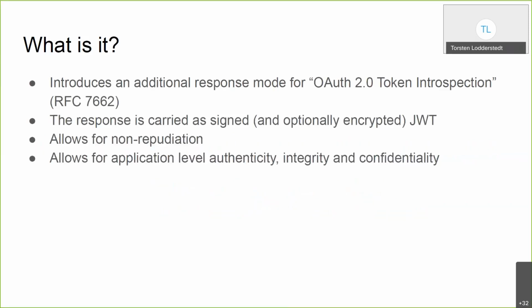So first of all, what is this all about? The draft introduces an additional response mode for OAuth token introspection, and this response mode is a JWT that can be signed, optionally encrypted, but essentially conveys the same payload as token introspection. The main use case for that is to allow non-repudiation if an AS provides token data to a certain resource server, and on top of that, it provides application level security for these kinds of use cases. Next, please.